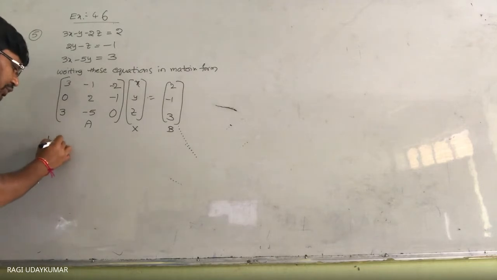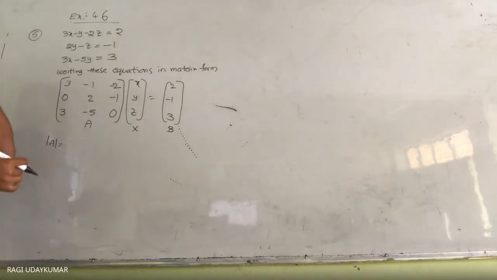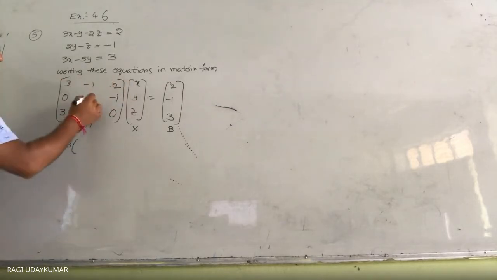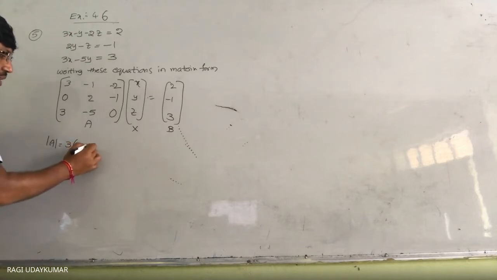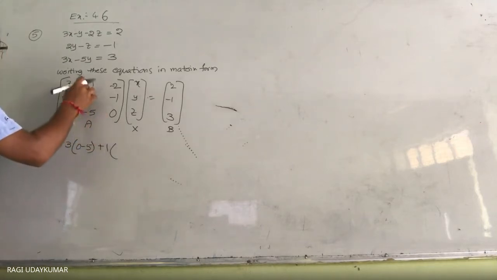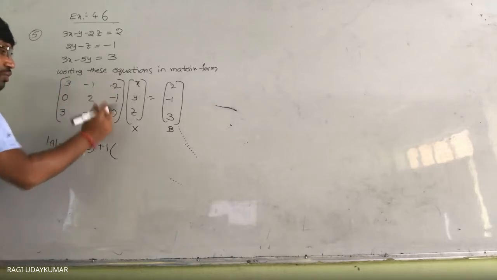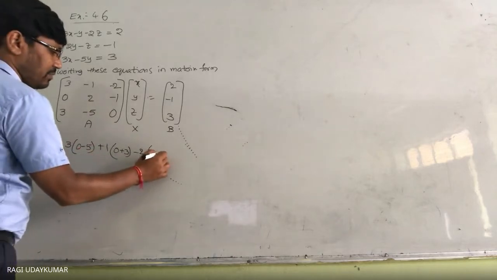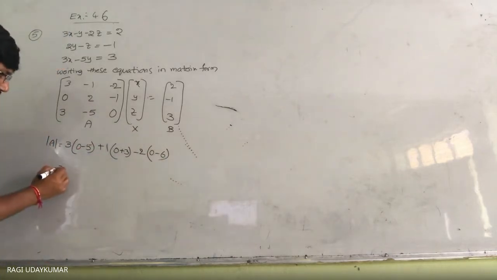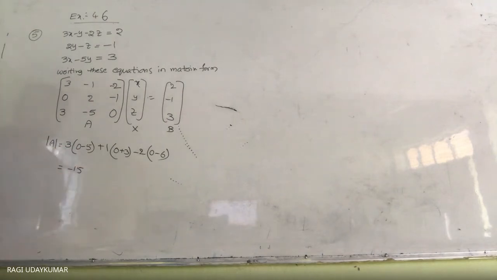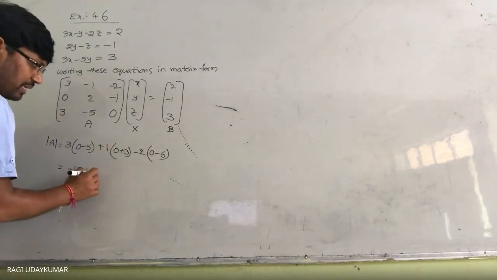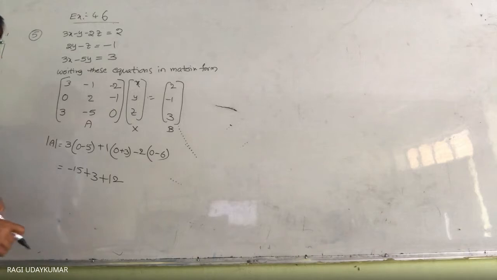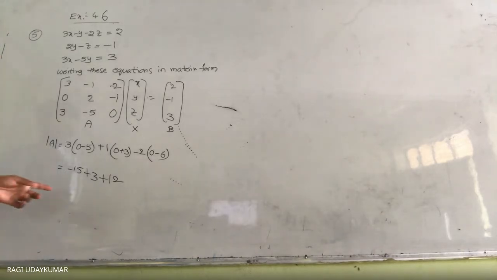So the determinant of A you have to find out. Any row or any column you can take, that is up to your choice. Taking the first row only, 3. So 0 minus 5, plus 1. Minus of minus 1, plus 1, this row, this row: 0 plus 3, minus 2, 0 minus 6. So what do you get here? Minus 15 will come, here plus 3 will come, here plus 12 will come. Isn't it? Am I right here?